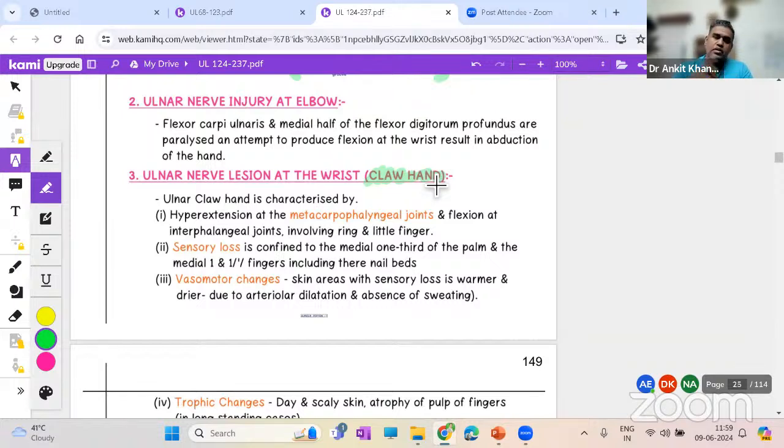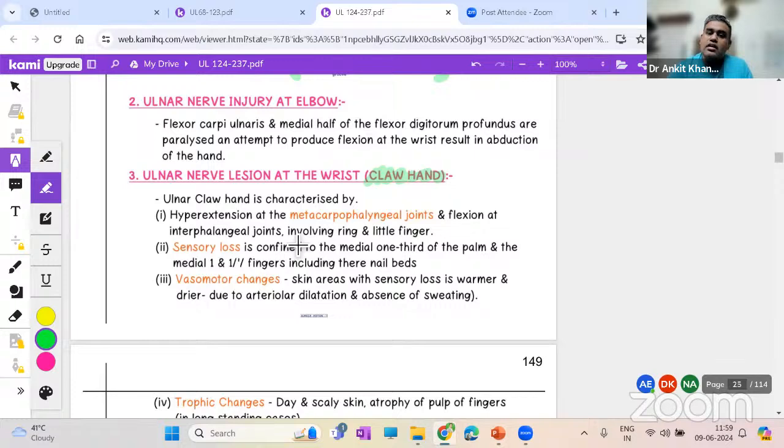Clawing occurs because ulnar is a nerve of the intrinsic muscles of the hand, so it mainly supplies all the interossei, two lumbricals, and the hypothenar muscles. If they are paralyzed, the hand becomes like this. Why? Because the extensor digitorum muscle is fine, as the posterior interosseous nerve is intact. So that is doing its role. And your long flexor tendons coming from the front of the forearm are also fine. So the hand becomes like this, that is the clawing of the hand.